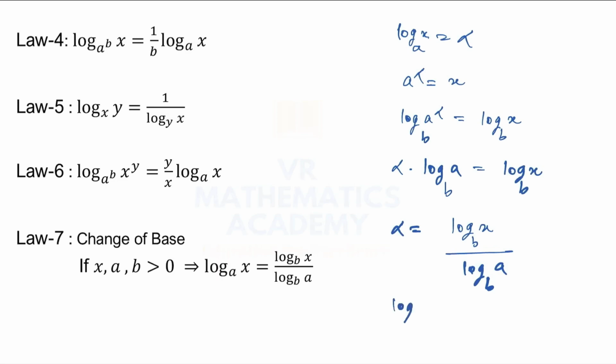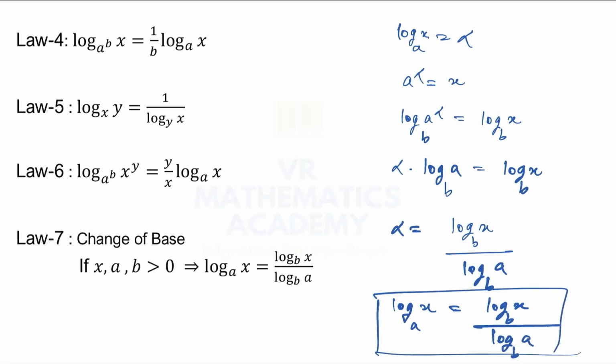Alpha is nothing but log x base a. So log x base a will be equal to log x base b over log a base b. So this is how we prove the change of base property.